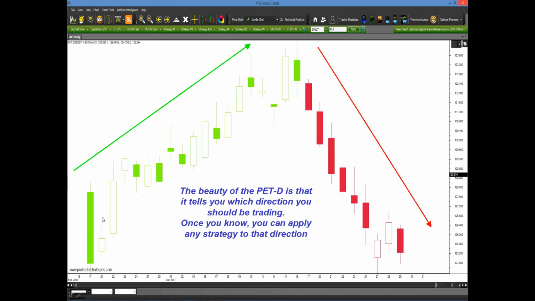As you can see, the colors will change from green to red. And even though it doesn't tell us the top of the trend, it will tell us sooner than anything I've ever seen before. Now, the beauty of the PETD, as you see here, is that it tells you which direction you should be trading. And once you know that, you can apply virtually any strategy, one of mine, one of yours, someone else's, to that direction, and we strongly feel that it will increase your odds for success.